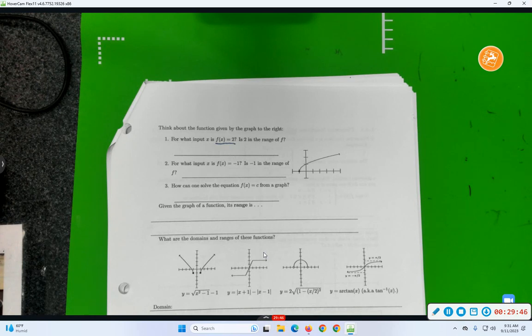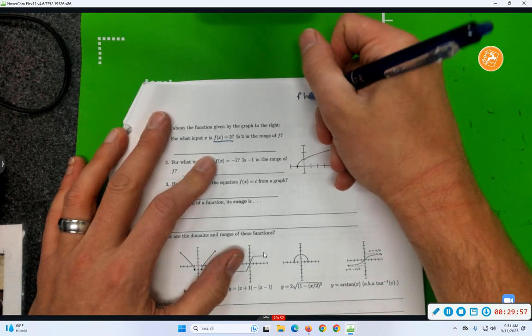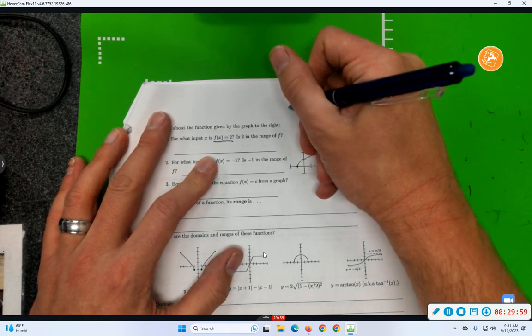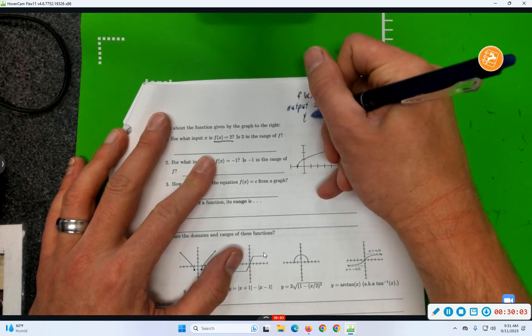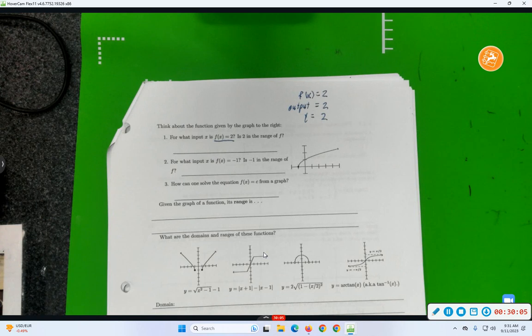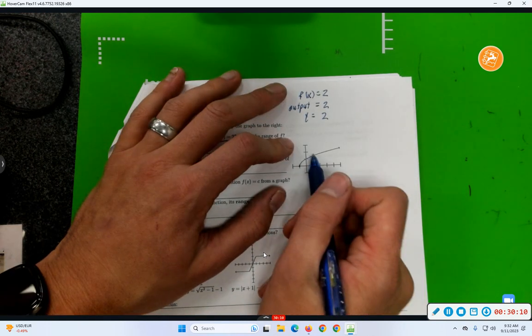Well, let's think about what this means. I want the output of the function to be equal to 2. So whenever you see f of x equals 2, really you're thinking the output is equal to 2. The output, that's the y value on the graph. I want to figure out where on this graph y is equal to 2.